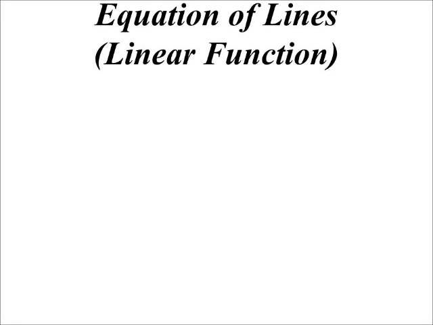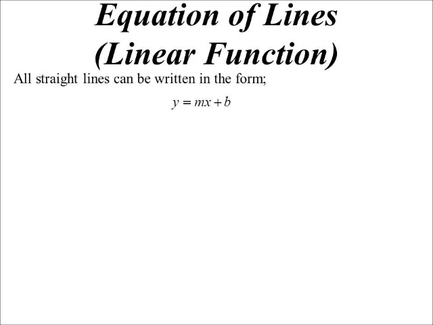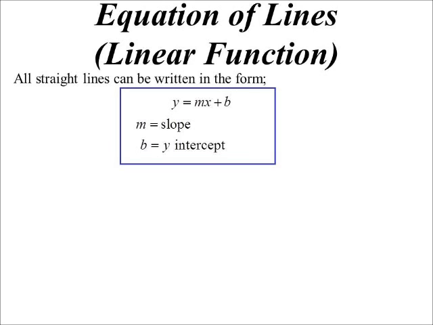All right, the equation of lines then. So the linear function. We know all lines can be written in the form y equals mx plus b. Okay? And of course, m is the slope or the gradient. b turns out to be the y-intercept.